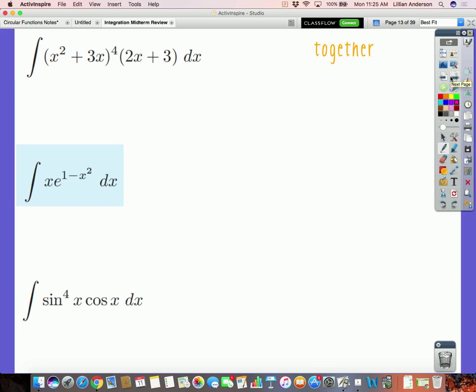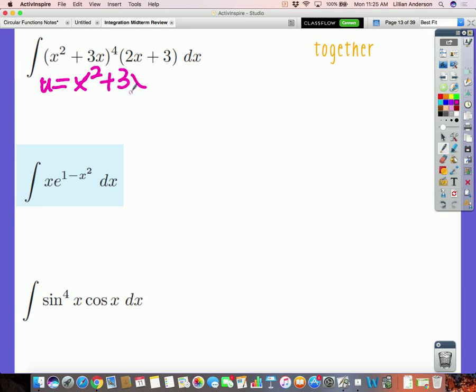I lied. We're going to do these together. Then probably the next one you're going to be on your own. Okay? So, if you look at the first one, you can recognize that one of these is the derivative of the other, right? Which one are we going to make u? The x squared plus the 3x.